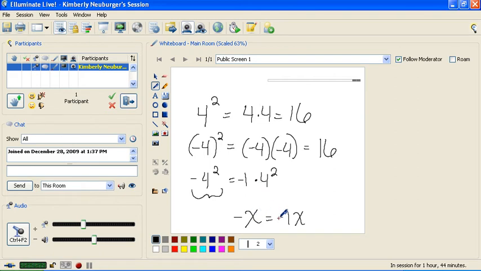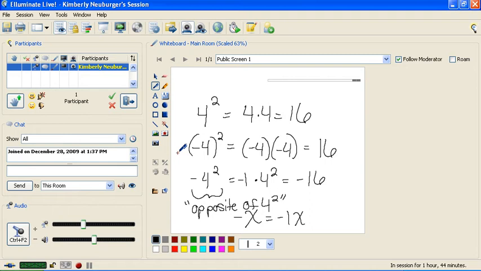A negative x is the same thing as a negative 1x, which is similar to what you see happening here. The negative 4 squared without the parentheses is like having a negative 1 times 4 squared, which is also the same as saying you have the opposite of 4 squared. And 4 squared is 16. The opposite of 16 is a negative 16.